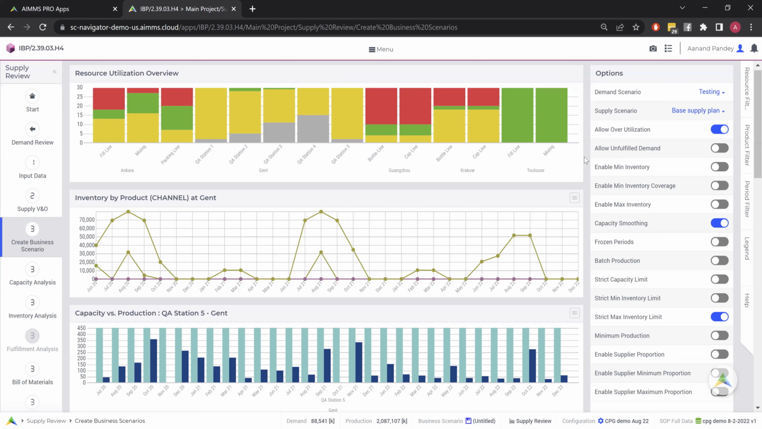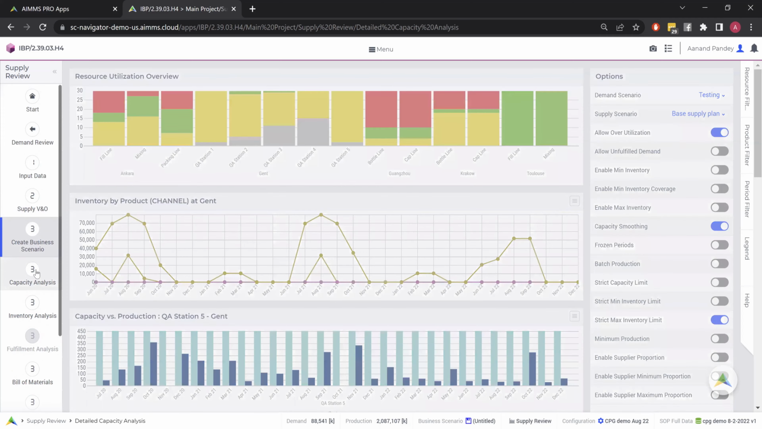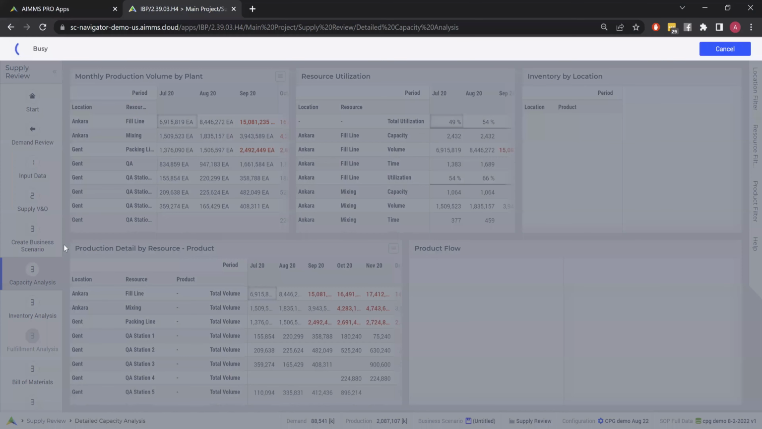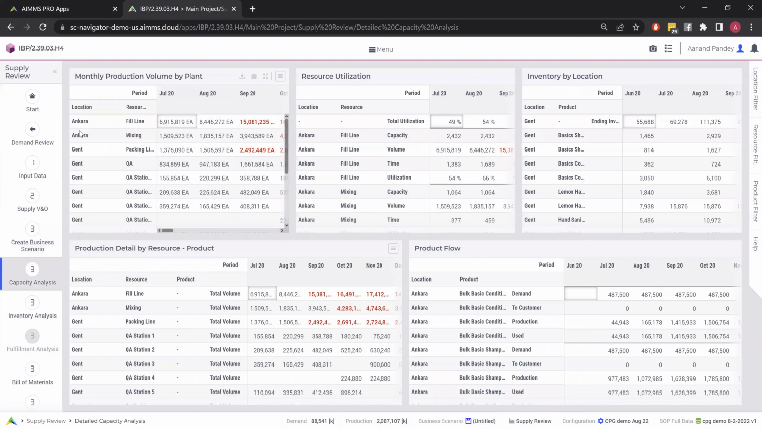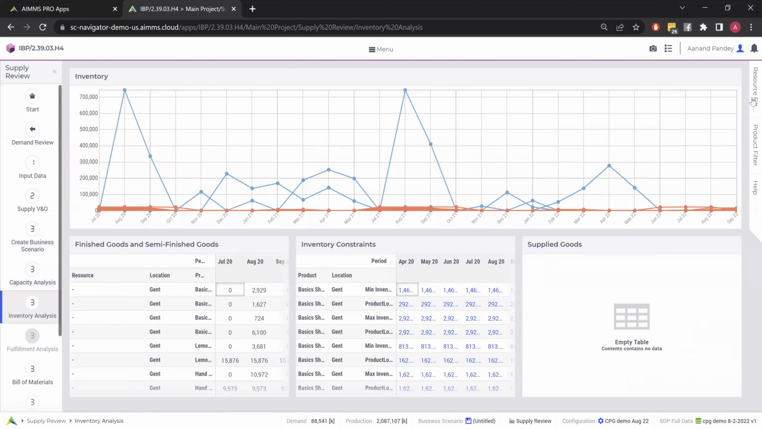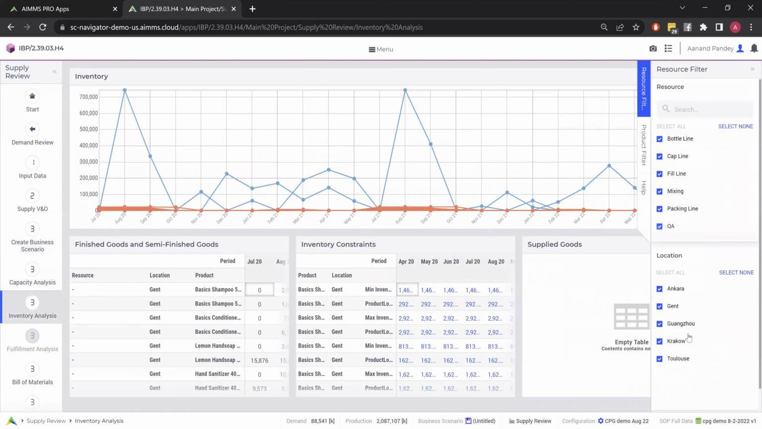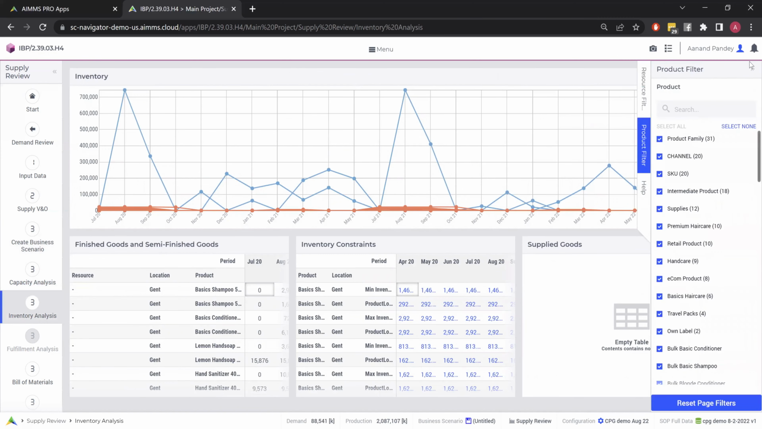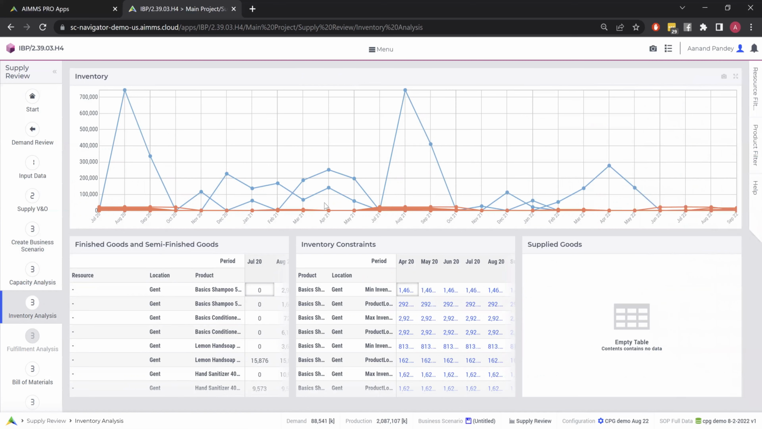So taking a look at some of the other outputs, there is a capacity analysis output, which highlights for you the monthly production volume by plant and the utilization of your resources. Again, much of the same information you saw on the first page, but at a much more detailed level. There's also an inventory analysis, so you could quickly choose a certain line, a certain product, and understand the way that inventory is being calculated for those locations and products.